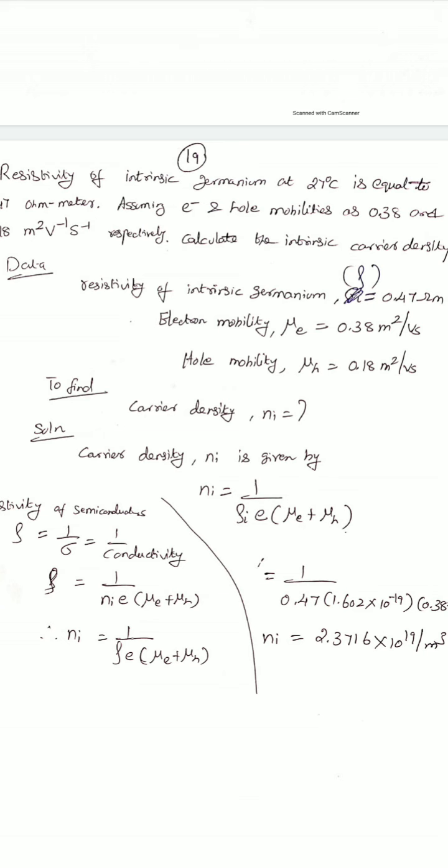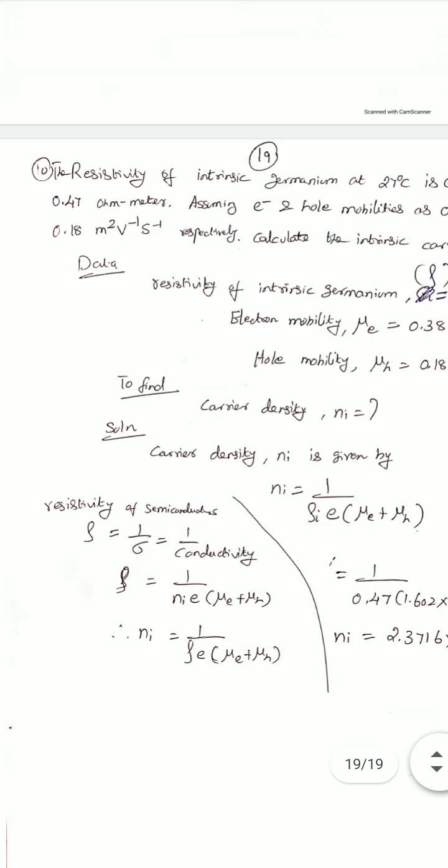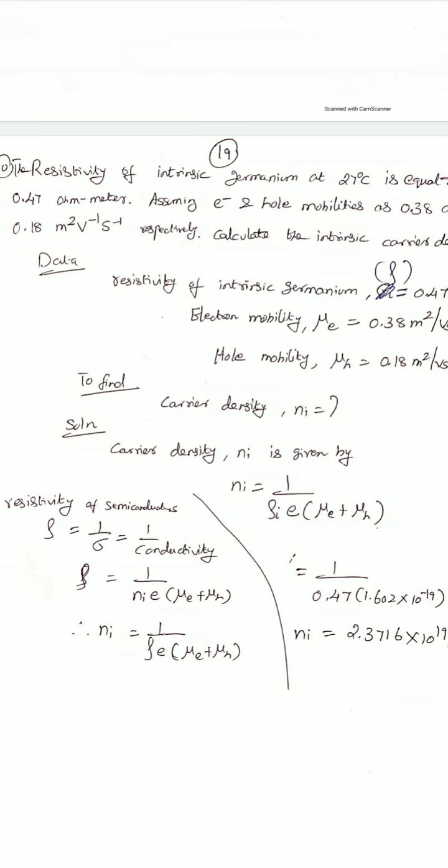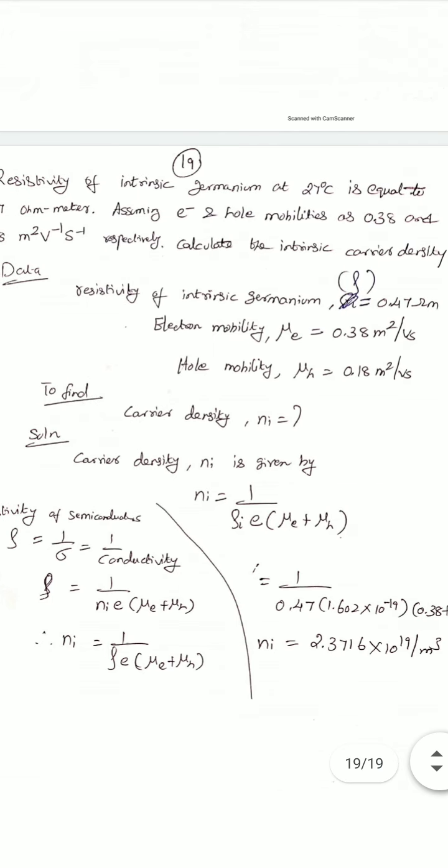Already we know the equation. On the left side you can see resistivity, it is the inverse of the conductivity. The conductivity equation for semiconductors is written here, that is Ni into e multiplied by (mu e plus mu h). Here we have to find out Ni only, so Ni is brought to the left side. On the right side you can see the same equation we have written here. Then we substitute all the given data. Then we get Ni as 2.37 into 10 power 19 per meter cube.